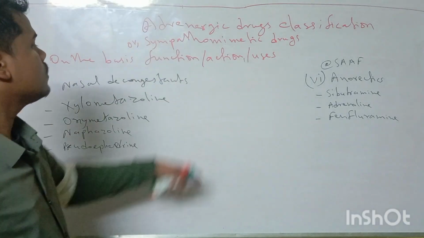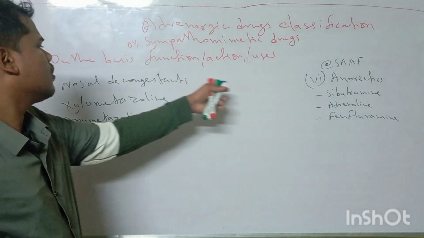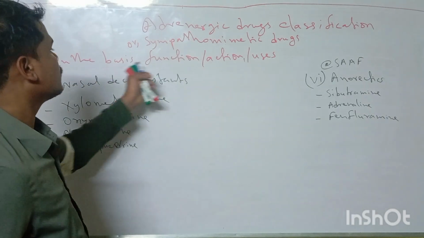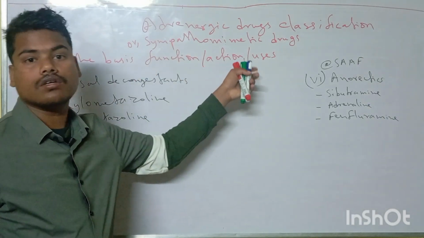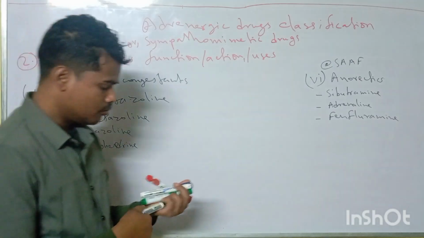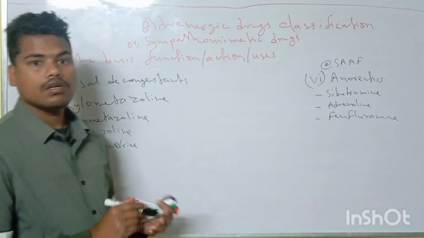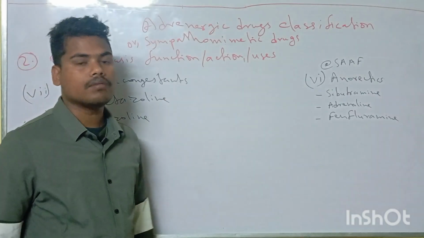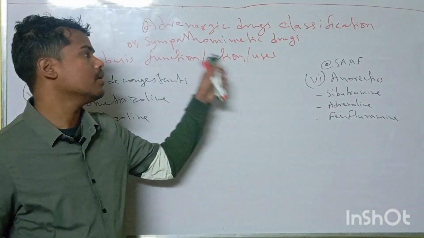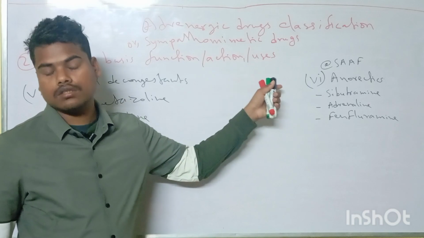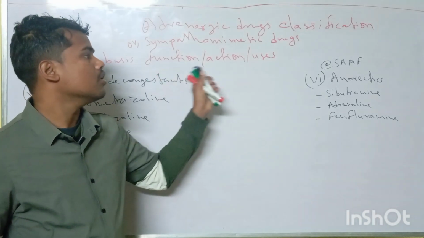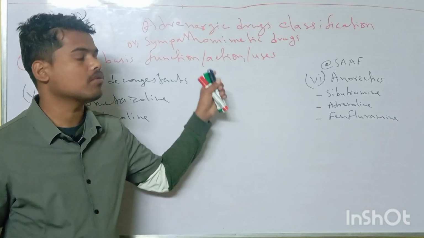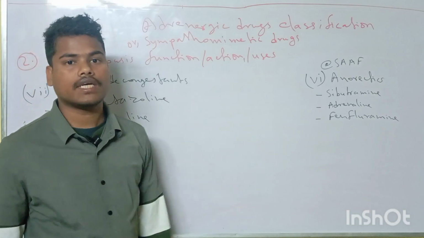So these were the classification of adrenergic drugs on the basis of function, action or usage. Hope you enjoyed the lecture. Next lecture will be part 4 of these adrenergic drugs, wherein we will be discussing their general effects, adverse effects and usage, and some contraindications also. Thank you for watching.